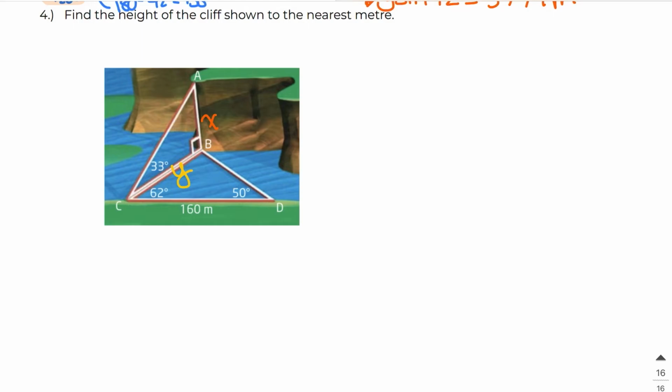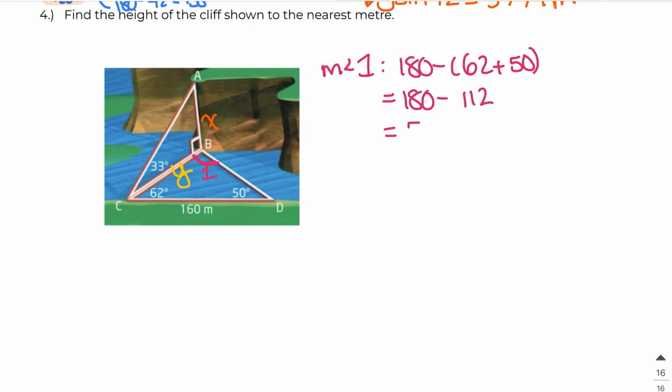But I do because I know this angle right here. I can figure out what this angle up here is going to be. So let's go ahead and calculate this angle right here. So I'm going to call this angle 1. To find the measure of angle 1, I'm going to do 180 minus the sum of 62 plus 50. So I would say that it is 180 minus 112. So I would end up getting 68 degrees.